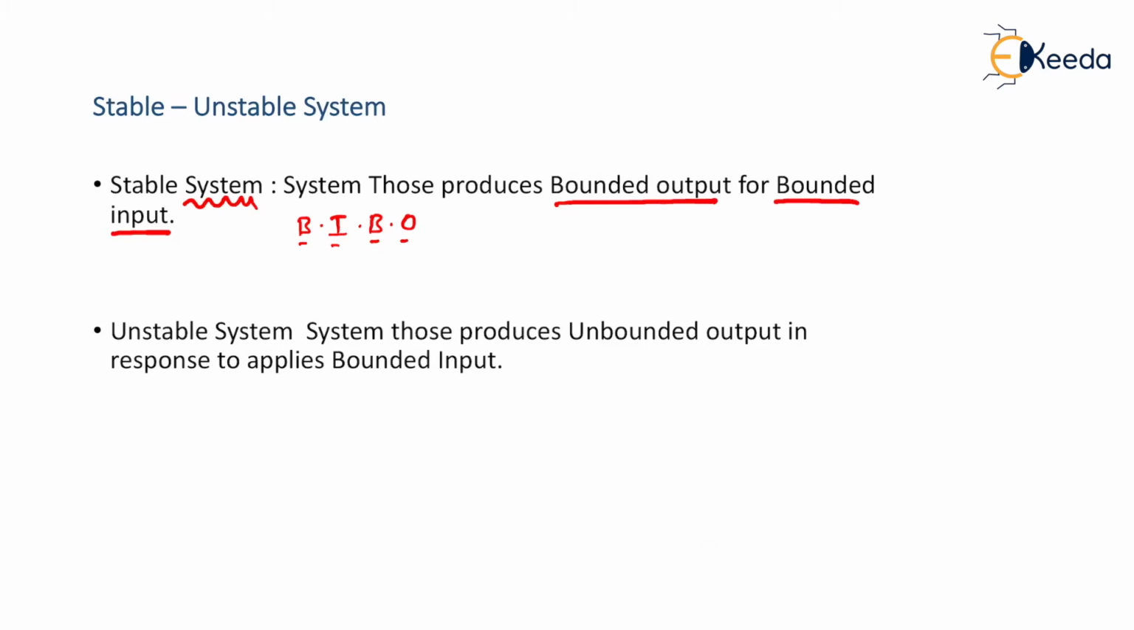So for bounded input, when it is producing bounded output, it is called a stable system, whereas unstable systems are those systems which are producing unbounded output. So pay attention, here it was bounded output for stable systems. Now unstable systems are those systems which are producing unbounded output in response to applied bounded input.